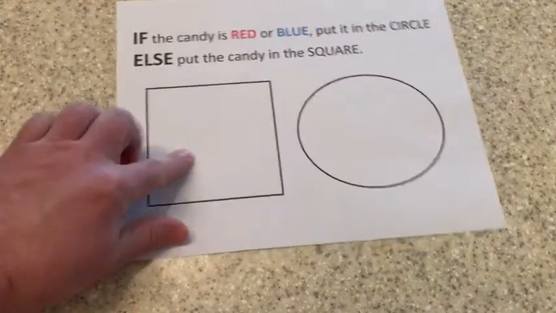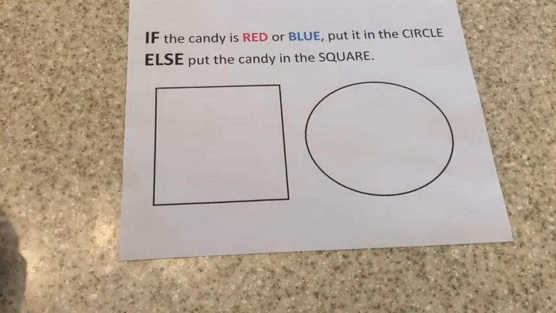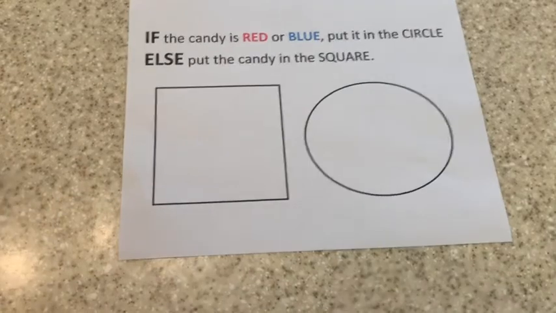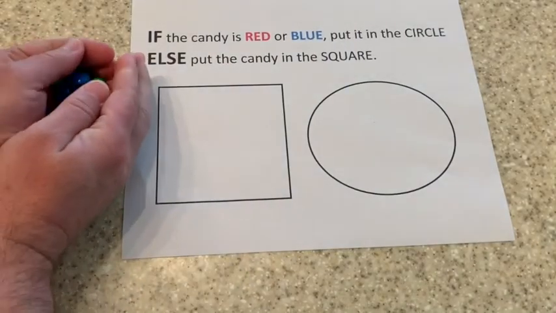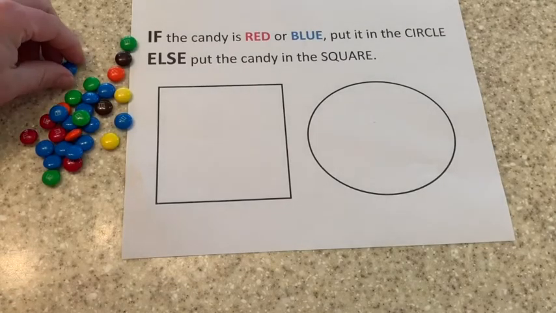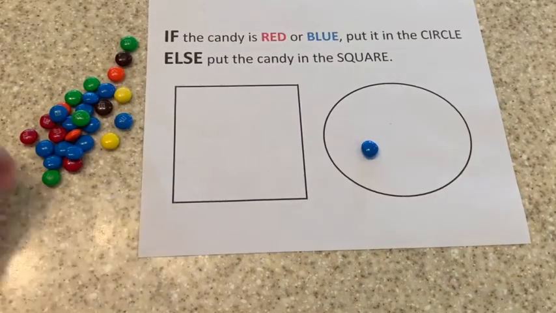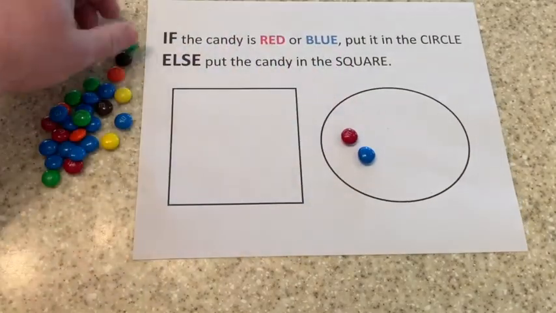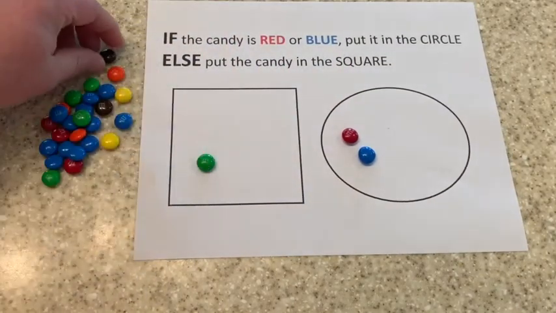In this particular example, we're going to add the else portion. If the candy is red or blue, put it in the circle. Else, put the candy in the square. So here's a random selection of candy colors. Let's sort them out. If the candy is red or blue, put it in the circle. Else, put the candy in the square.